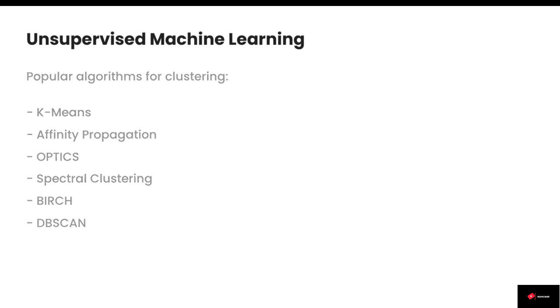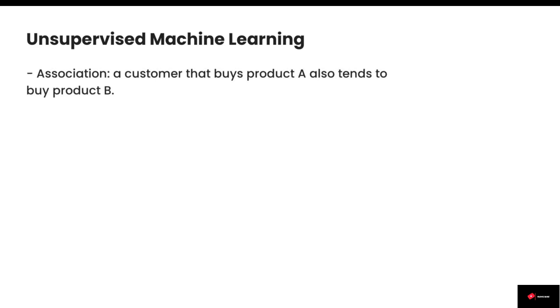Another thing we can do in unsupervised machine learning is association. One common knowledge we can acquire with this method is, for example, a customer that buys product A also tends to buy product B, so we try to find association with our data. Some popular algorithms for this kind of machine learning are Apriori, ECLAT, and FP-growth.